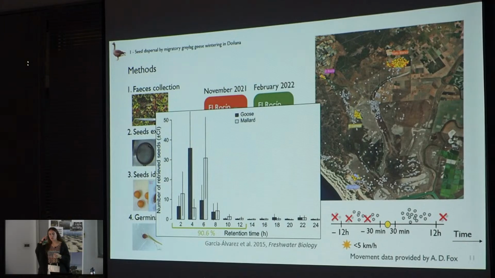We chose this time interval because according to this study, 90% of the seeds ingested by geese are excreted within the next 12 hours.